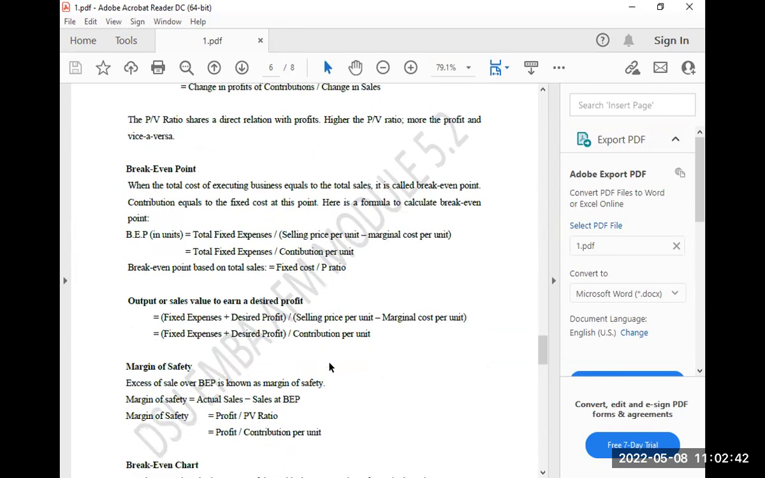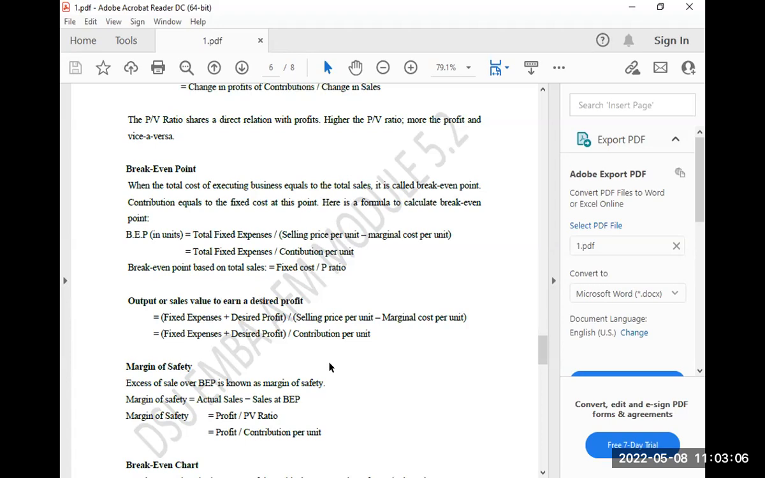Look at this break-even point. When the total cost of carrying out a business is just equal to the total sales of the business, the total cost is equal to total sales, then that point is called the break-even point. So break-even point can be found out by the formula I just now told you.